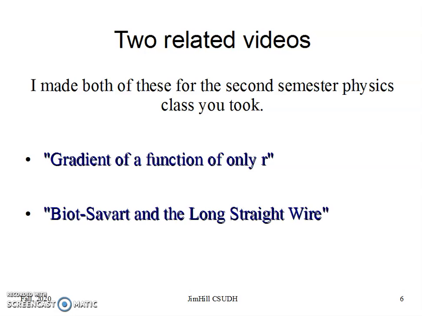And another one called Biot-Savart and a long straight wire, where I actually go through the calculation in great gory detail of applying the Biot-Savart law to a section of straight wire. And when you use the Biot-Savart law instead of other techniques, you actually get a result for a finitely long piece of straight wire with a constant current. So those videos are linked, and if you're in my class, you'll also have access to the PDF of this, and those are active links in there.